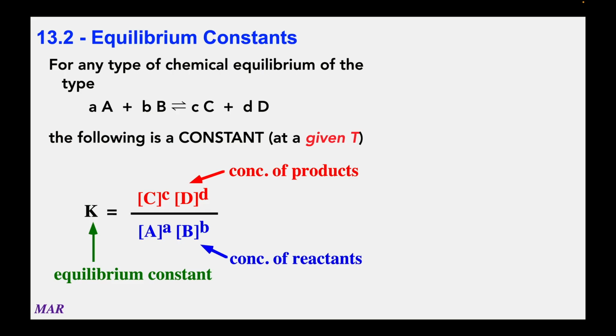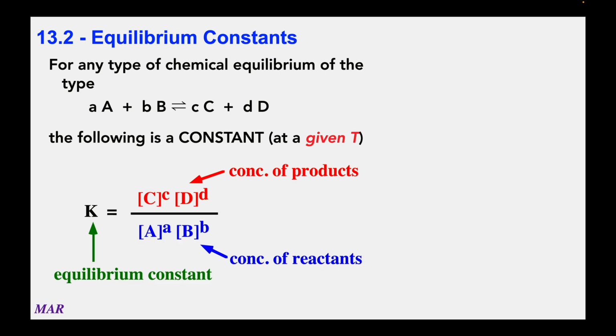For any kind of general reaction where capital A and capital B are making capital C and capital D, and the little a, little b, little c, little d, those are the coefficients, the stoichiometric coefficients for the chemicals. Anyway, for any reaction like that, you can write what's called an equilibrium constant, and it gets the symbol capital K. And K is always equal to the products divided by the reactants.